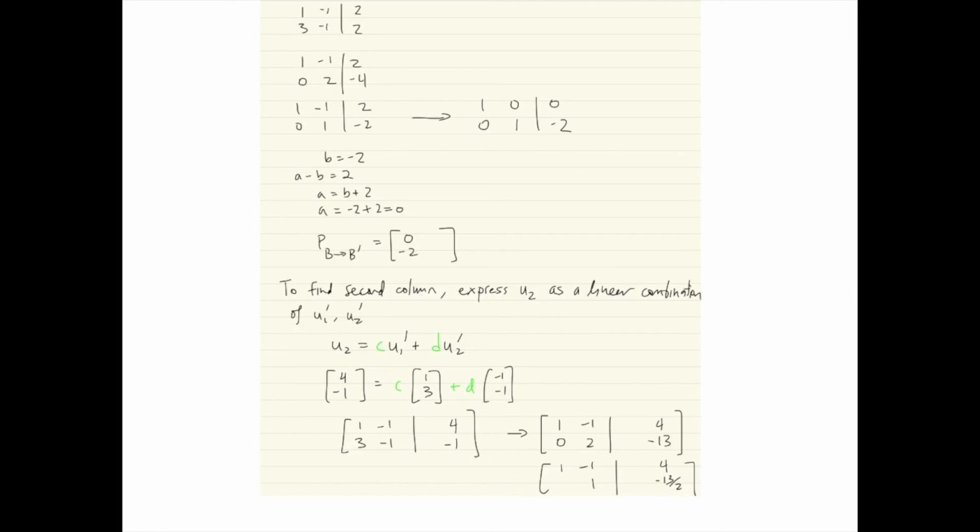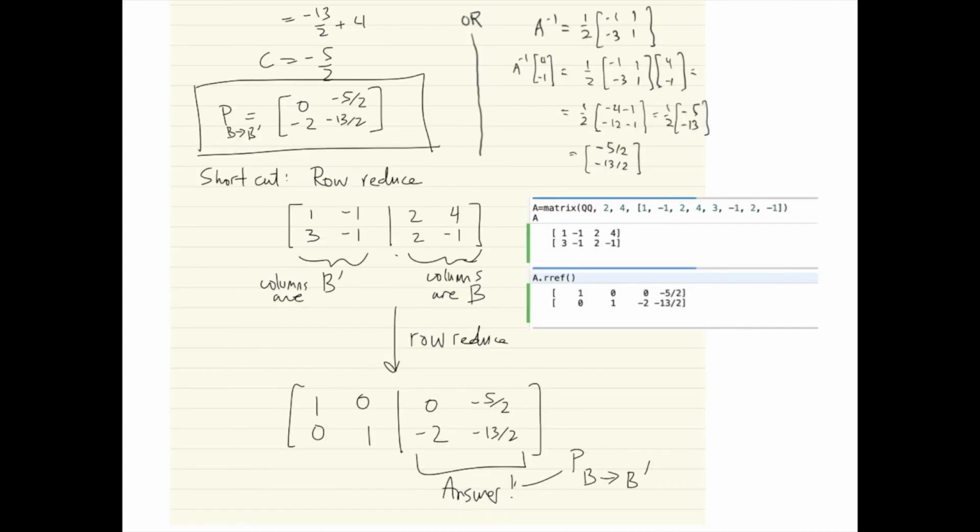Here I've just done the row reduction process in any case. Again, I won't go through it. Here's the inverse of the matrix, and then I multiply A inverse times the vector (4, -1), do the arithmetic, and get -5/2, -13/2. That's going to be our second column of the change of basis matrix.